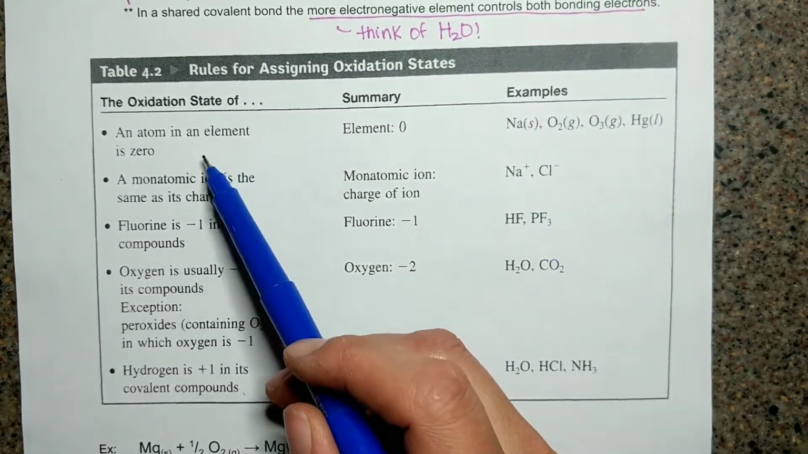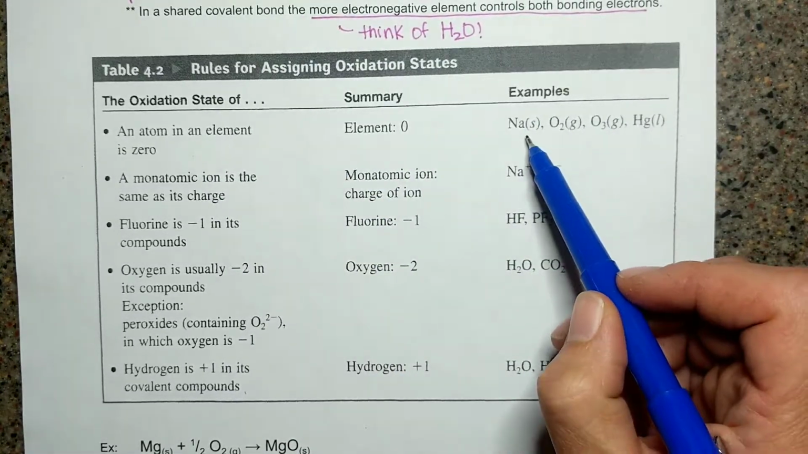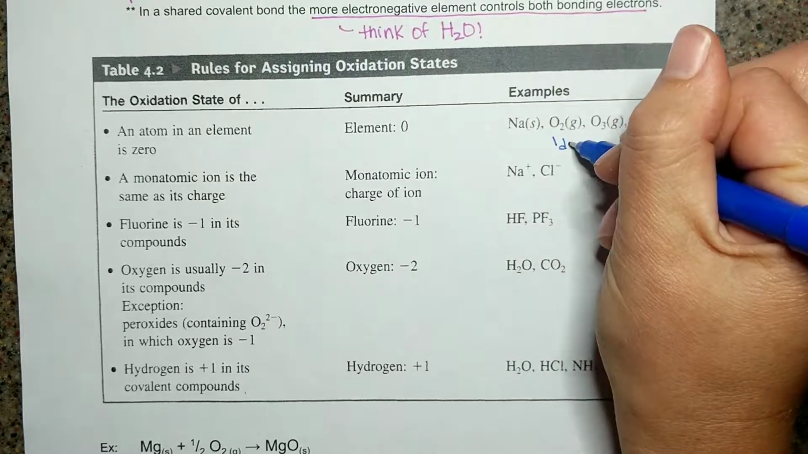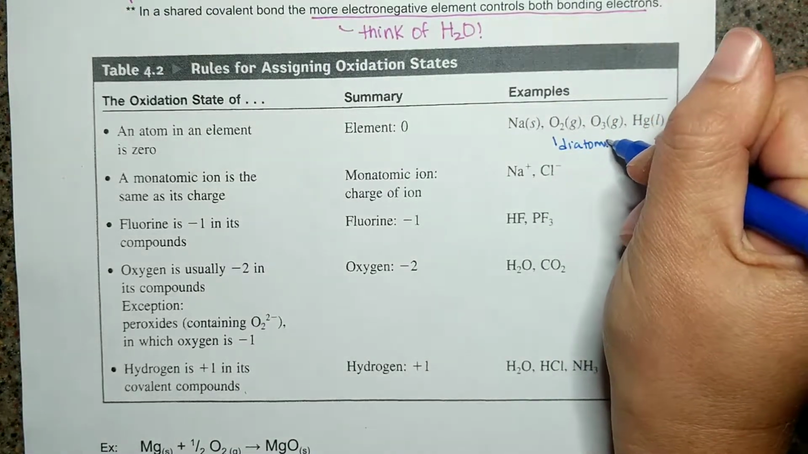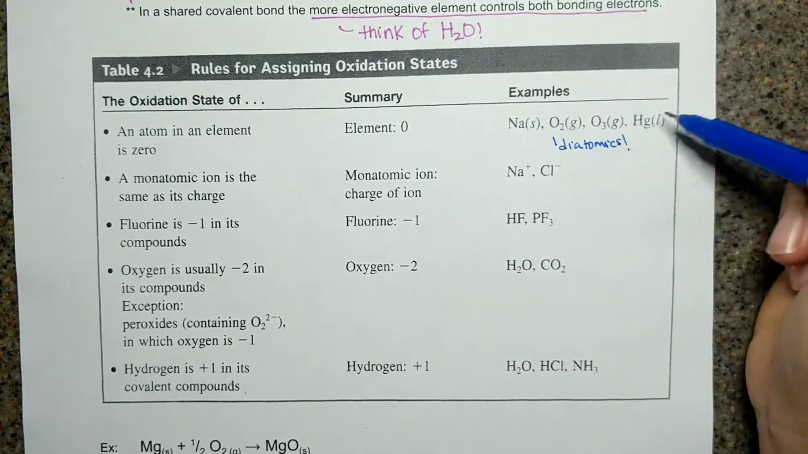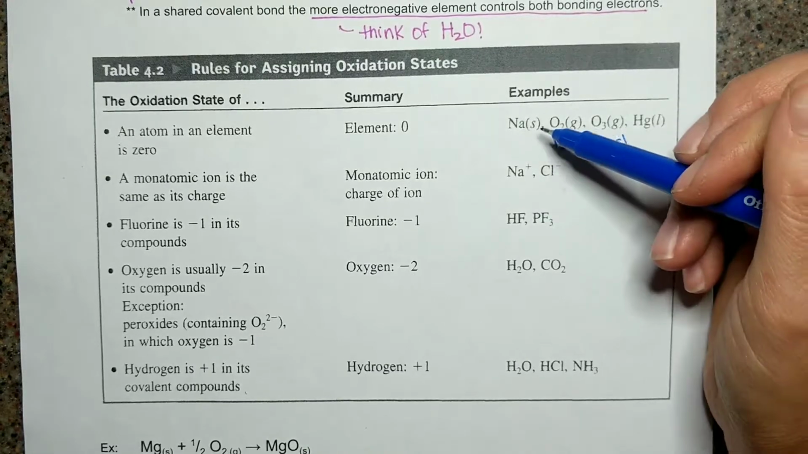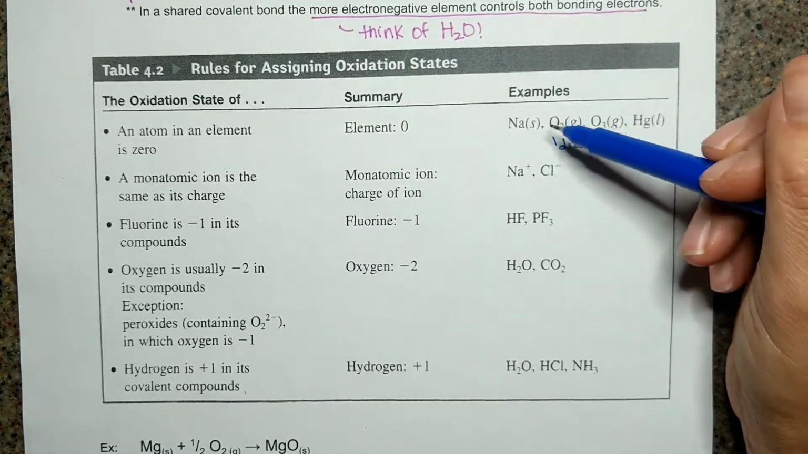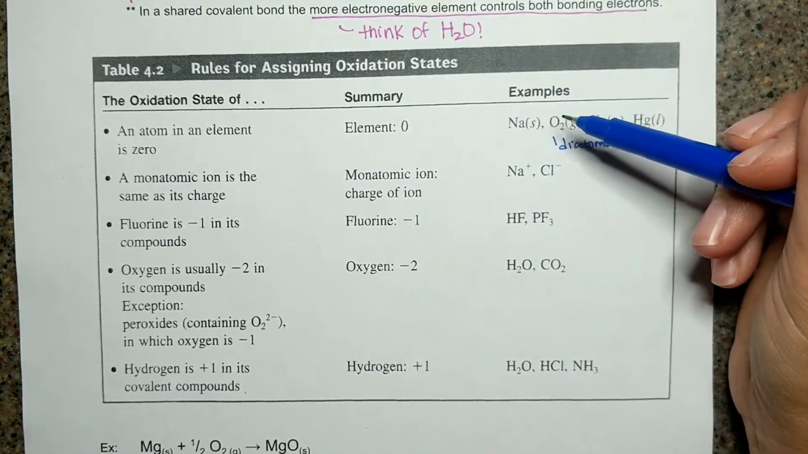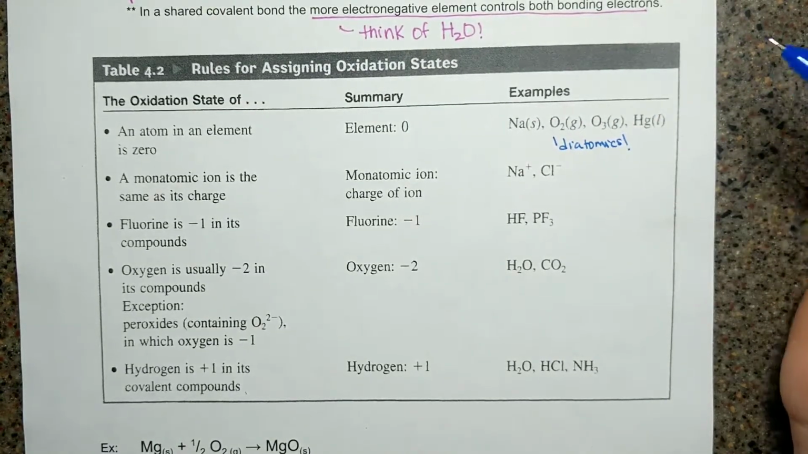An atom or an element has an oxidation number of 0. That's like sodium, your diatomics, because that's the elemental state that they want to be in. O3, which is ozone, mercury, sodium. Anything we find on the periodic table is going to have that oxidation state of 0, which makes sense, because it doesn't have a charge, it's just the atom.